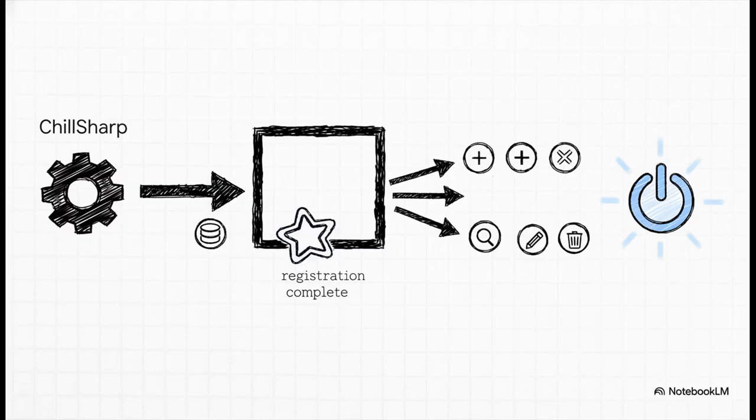The first one, AddChillApi. You're just telling ChillSharp about your AppDbContext. And the second one, MapChillApi. Well, that just does all the heavy lifting, creating every single endpoint you need. And that's it. You're done.